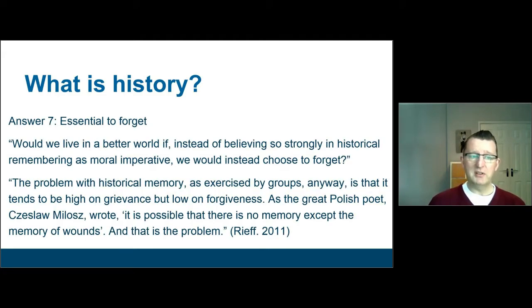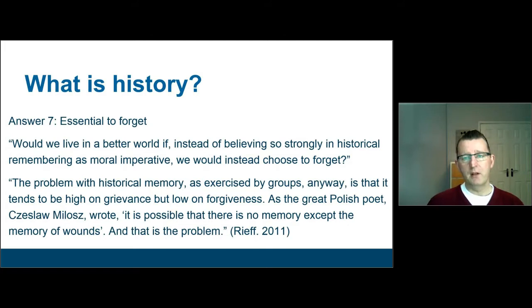The complete opposite argument is put forward by David Reif, and he argues that sometimes it's essential to forget. So he poses the question, would we live in a better world if instead of believing so strongly in historical remembering as a moral imperative, we would instead choose to forget? The problem with historical memory, says Reif, as exercised by groups, is that it tends to be high on grievance but low on forgiveness. As the great Polish poet Milosz wrote, it's possible that there is no memory except the memory of wounds, and that's the problem.